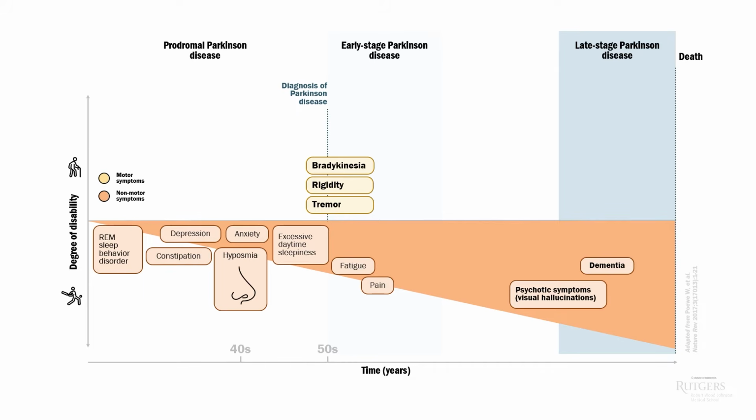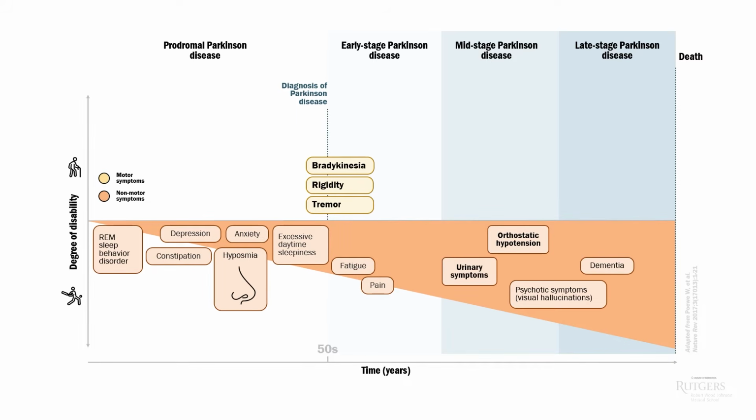I mentioned that nearly 2/3 of patients suffer from dysautonomia. Well, that dysautonomia also progresses over time. Think orthostatic hypotension and altered cardiac reflexes, urinary and sexual dysfunction, drooling, sweating.